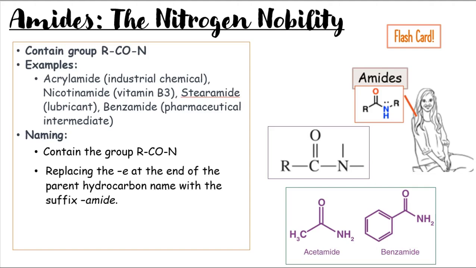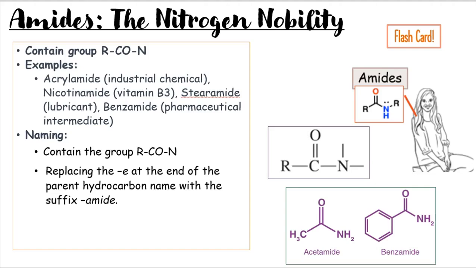Now our final group are the amides. We can call them the nitrogen nobility. They're led by the astute amide dom. And this family loves to create stability and reactivity. They're very resilient, and they're part of a lot of industrial chemicals, lubricants, pharmaceuticals, biological processes. The list goes on and on.